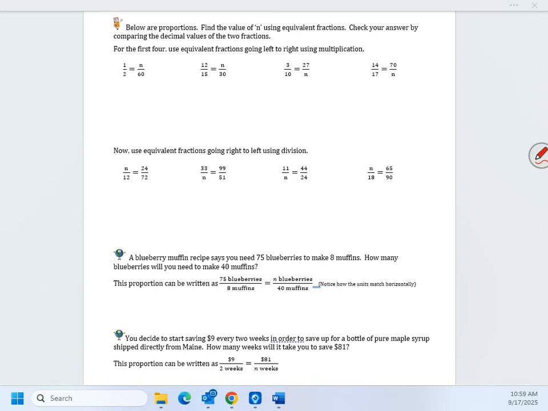AJ? We multiplied by 30. That's our scale factor. Whatever I do to the bottom, I have to do to the top. So what's 1 times 30? 30. So n equals 30. And then I need to check my work. Are my decimals the same?